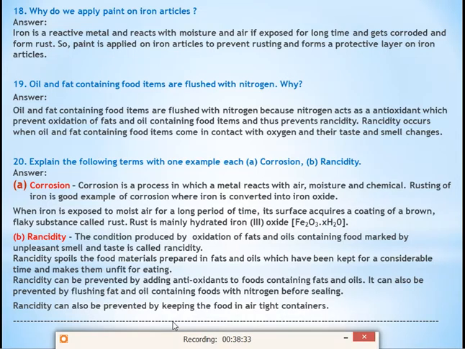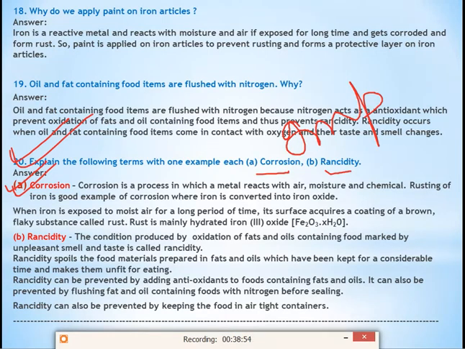Now the next question, the last question from this chapter, is: explain the following terms with one example each. This question is also very, very important. Corrosion and rancidity. What is the definition of corrosion and what is the definition of rancidity, and how can we prevent them? So first of all, the first question is, what is corrosion? Corrosion is a process in which metals react with air, moisture and chemicals.